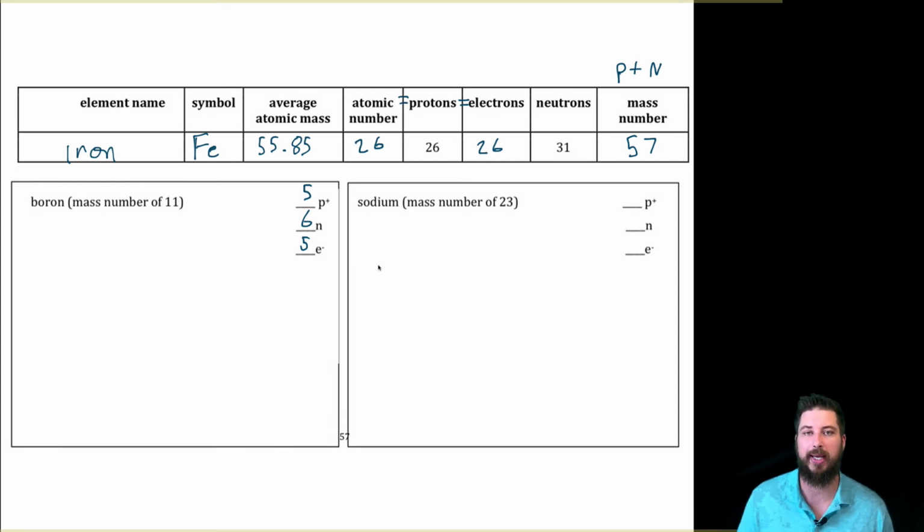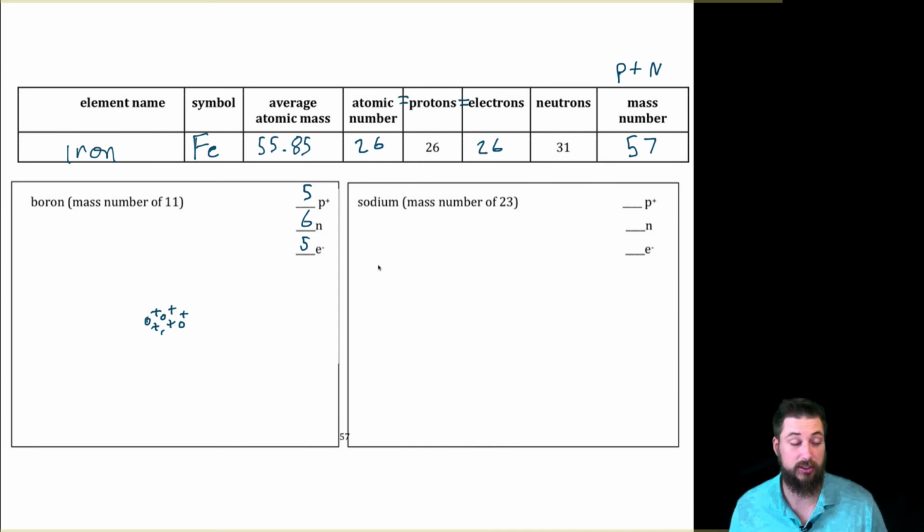So let's go ahead and draw an atom. The protons and the neutrons are in the nucleus. We can do a couple things. We can just go like this. We can draw 5 protons, and then we can put 1, 2, 3, 4, 5, 6 neutrons. And so we can do something like that. And you can see that there's 5 protons and 6 neutrons.